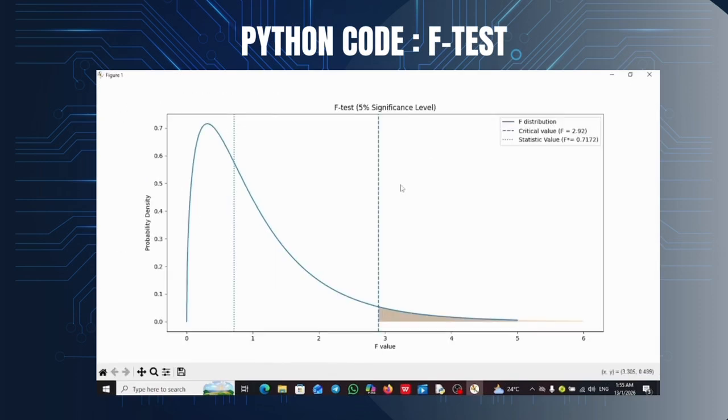Okay, as the graph pops up, notice where the dotted line for our statistic value 0.7172 is located. It is far to the left of the dashed critical line. Since it falls in the non-shaded region, we fail to reject the null hypothesis, meaning our model's independent variables are not jointly significant at this level.